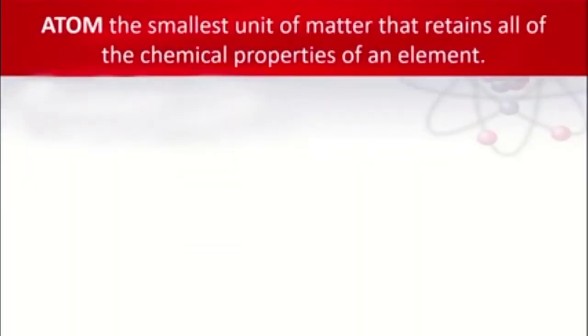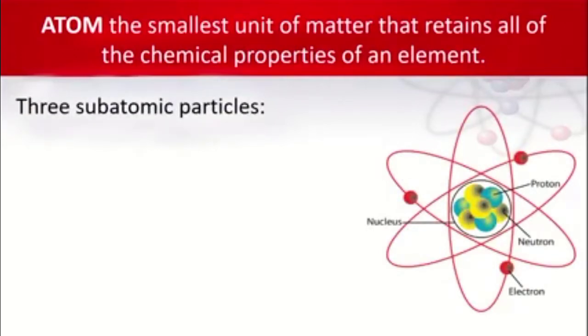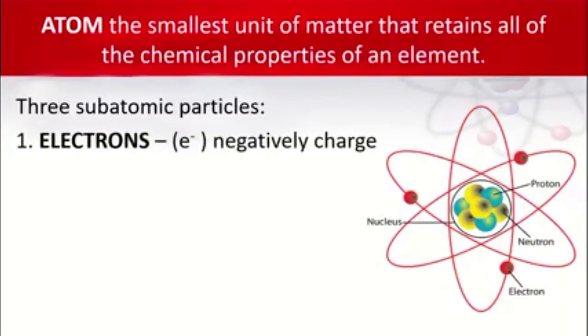The atom is the smallest unit of matter that retains all of the chemical properties of an element. Now there are three subatomic particles in an atom. First we have the electrons. This is the negatively charged particle of the atom.